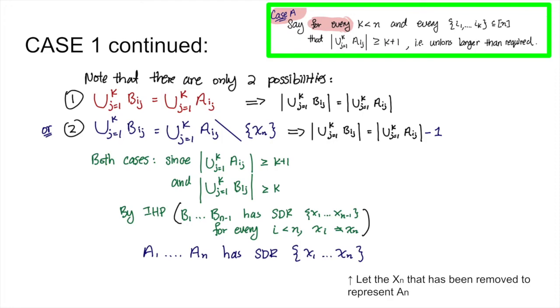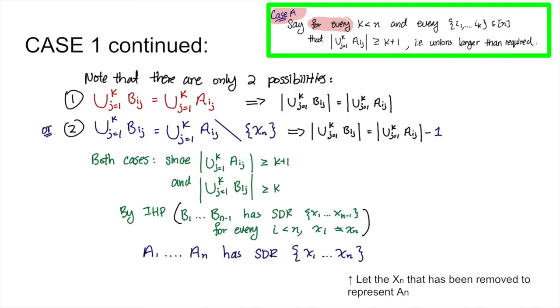When you remove xn from all the sets that are strictly in front of An, either xn is originally in some of those sets, or it is not originally in any of those sets. Either way, after xn is removed, the size of the union of the resulting sets would still be at least k, since case 1 states that the size of the unions of all corresponding set A's is greater or equal to k plus 1. So, having an element removed, it is still greater or equal to k.